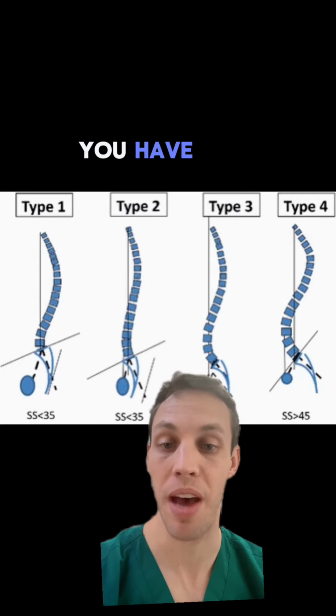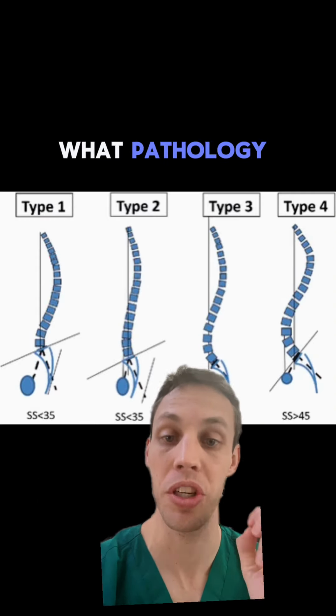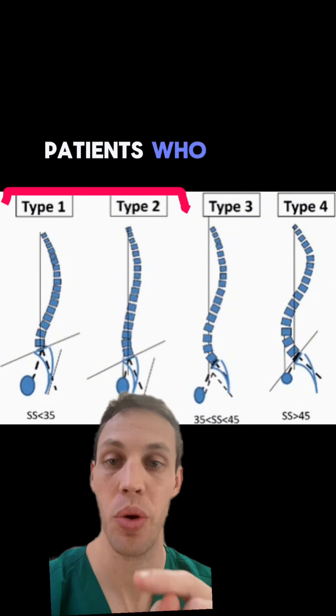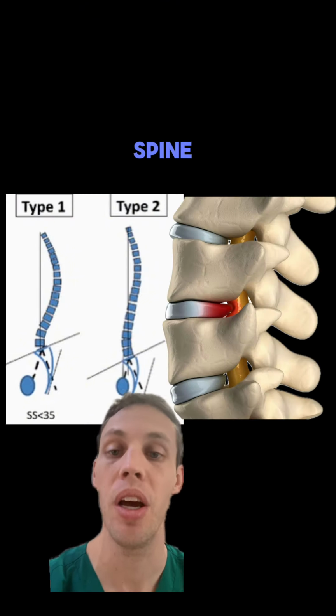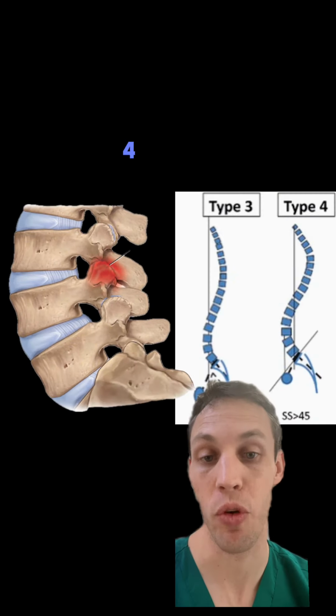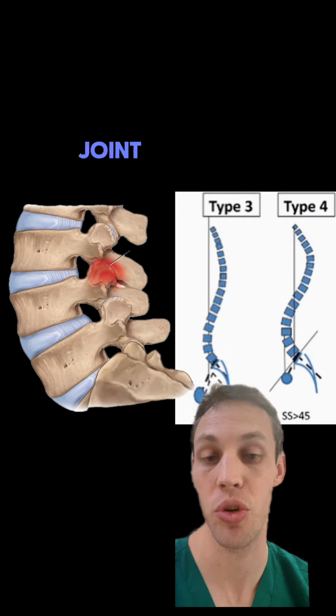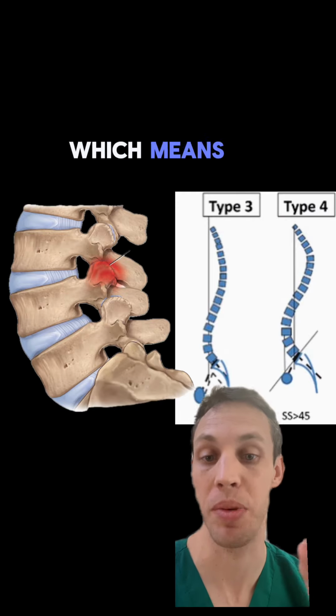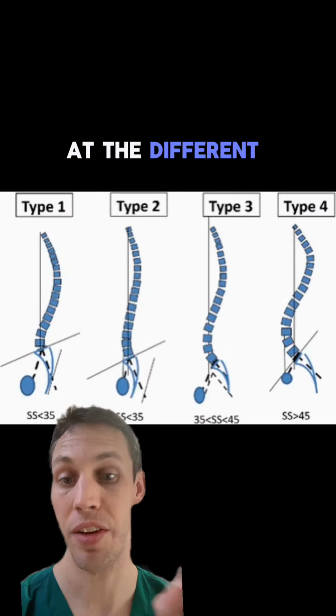The type of spine you have can actually help predict what pathology and back pain you might develop. Patients who have a type 1 or type 2 spine have a higher risk of disc degenerative disease. But patients who have a type 3 or type 4 spine are more likely to have facet joint pain or a spondylolisthesis, which means a slipping of the spine. So let's look at the different types of spines.